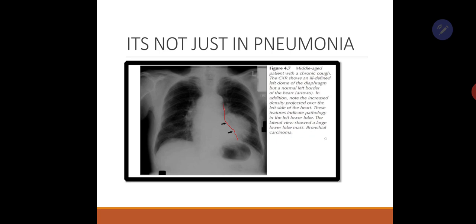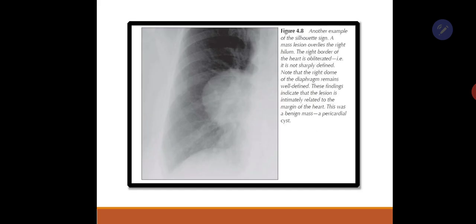The lateral view showed a large lower lobe mass, bronchial carcinoma. So this is the picture of bronchial carcinoma, and this is how it looks, and it is showing a Silhouette sign. So the Silhouette sign is not seen just in pneumonia. It can also be seen in very different pathologies like bronchial carcinoma. I hope it is clear to you.